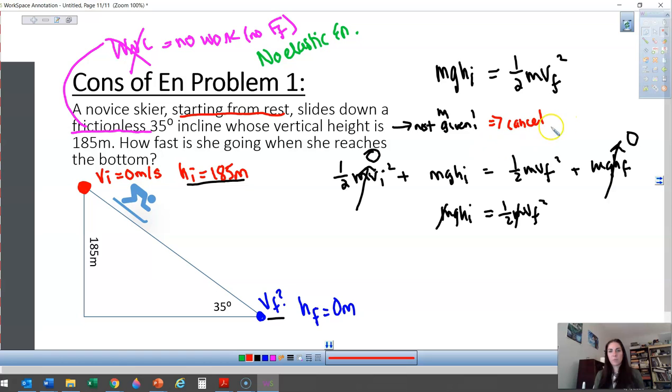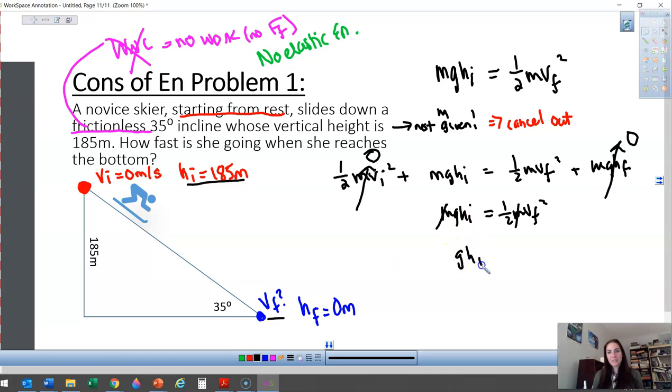Pro trick. This is a pro move. If you find something in your problem that's not there, it cancels out. Took me forever to figure it out. I'm giving you that tip for free. You're welcome. And watch what happens.